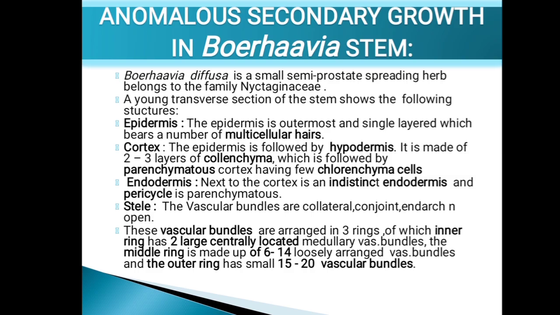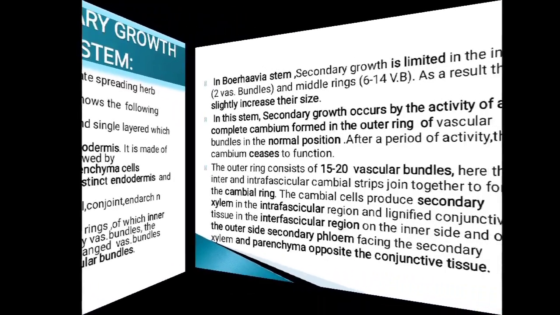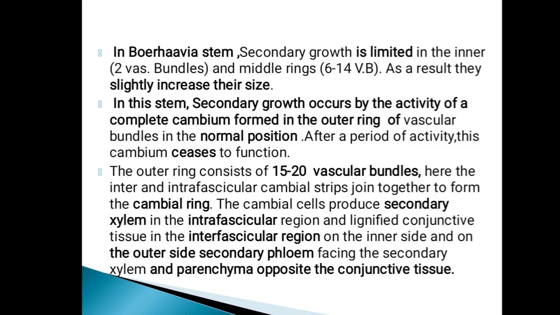That is with regard to the young Boerhavia stem we have studied. Now let us study the secondary growth. In Boerhavia stem, the secondary growth is limited in the inner 2 vascular bundles. So we have studied there are 3 important rings. The inner ring, having 2 vascular bundles facing opposite to each other, has very limited growth, and the middle ring, having 6 to 14 vascular bundles, slightly increases in size, that's it, they stop now.